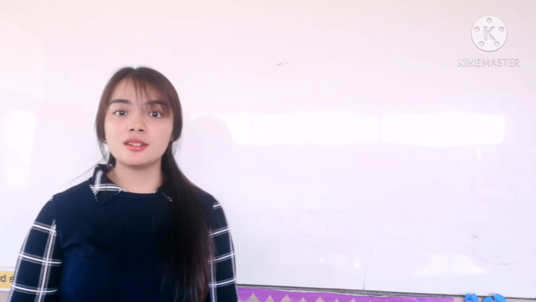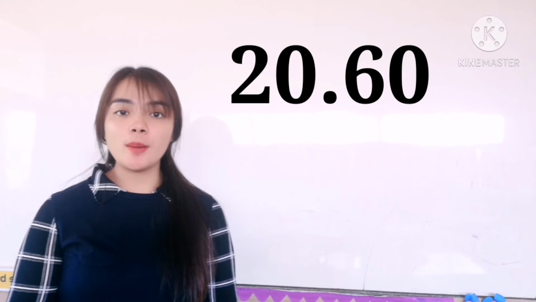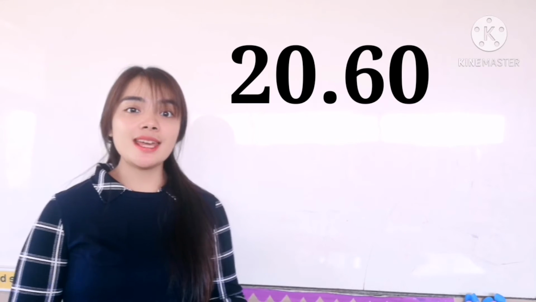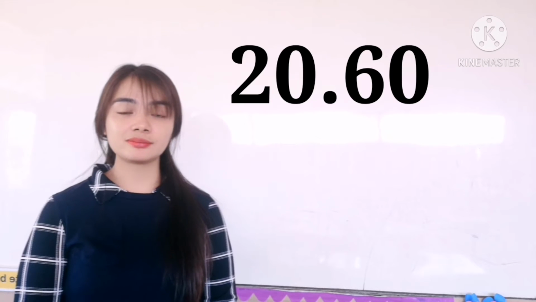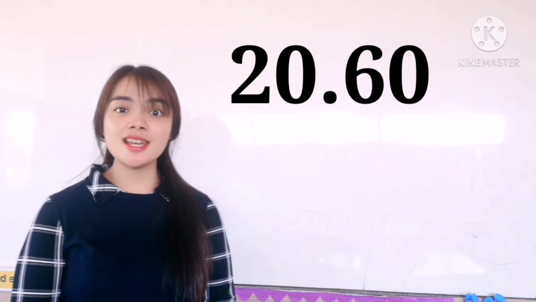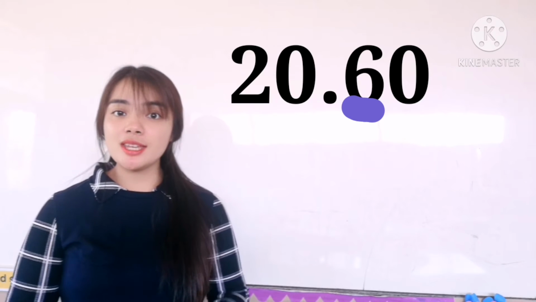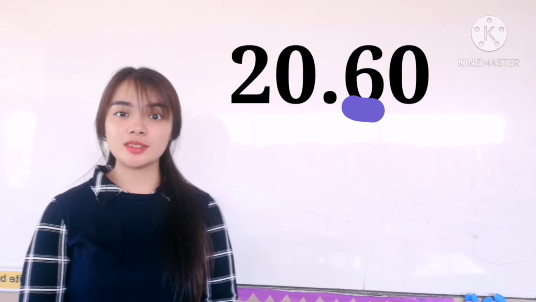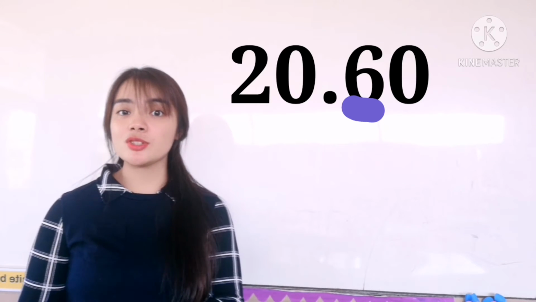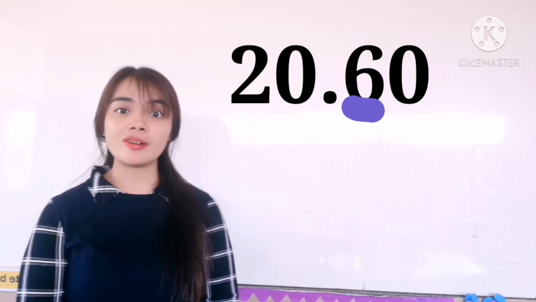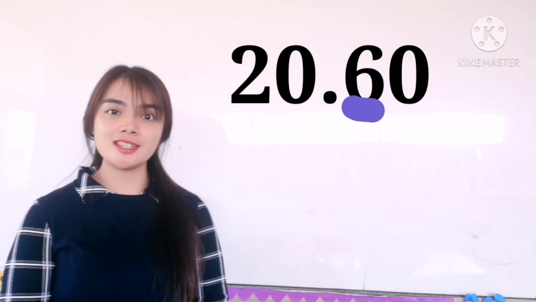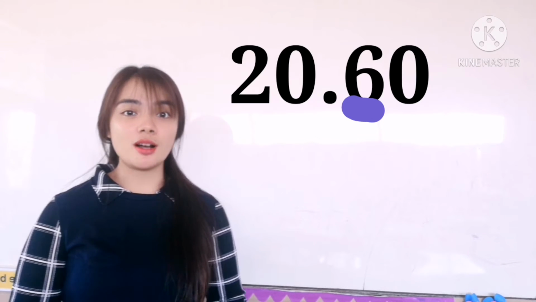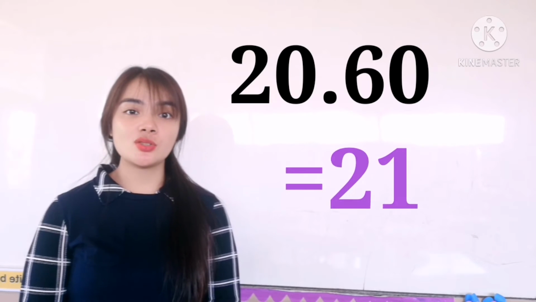Another one, we have 20.60. What is the number in the tenths place? It is 6. Very good. Is it lower than 5 or higher than 5? If it's lower, then we stay. If it's higher, then we need to round up. What do you think is our answer? Very good. We need to round it up, so our answer would be 21.